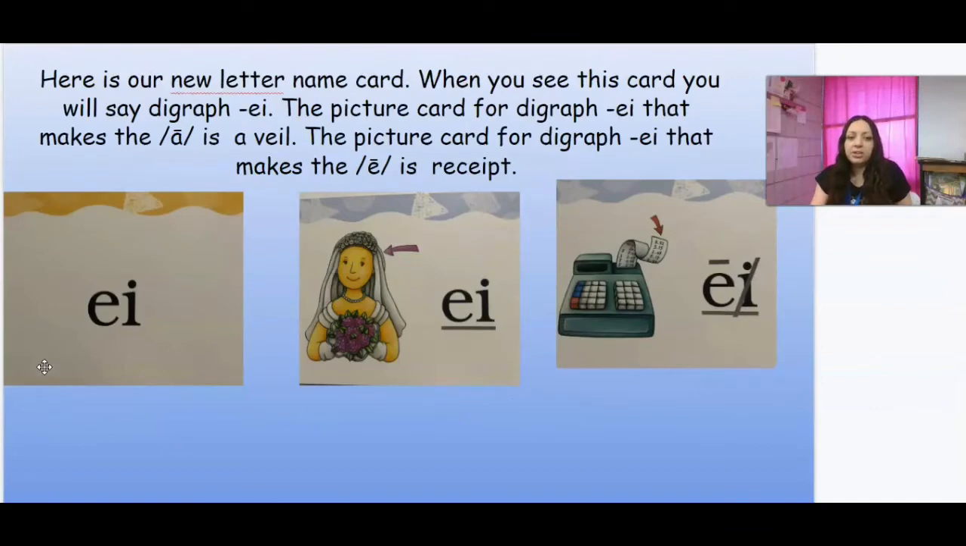So here is our new letter name card. So we have digraph EI. When you see this card, you're just going to say digraph EI. The picture card for digraph EI, we have two of them, okay? If it makes that weird, that long A sound that's different, we say veil. So we'll say veil, A, digraph EI, okay? If it's the picture card for the EI that says the E sound, we'll say receipt, E, digraph EI, because you can hear eat. It has that EI behind it.